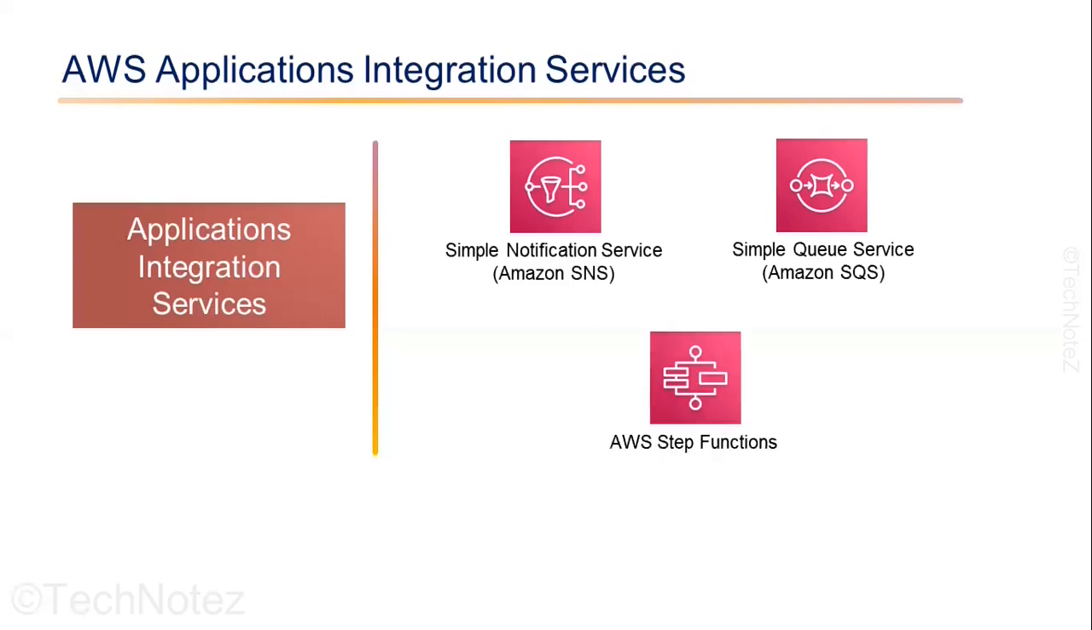AWS Step Functions is a service that lets you coordinate the components of distributed applications and microservices using visual workflows. These are just a few examples of the many application integration services provided by AWS. Depending on the need, these and other AWS services can be used to create a robust and scalable integration architecture.